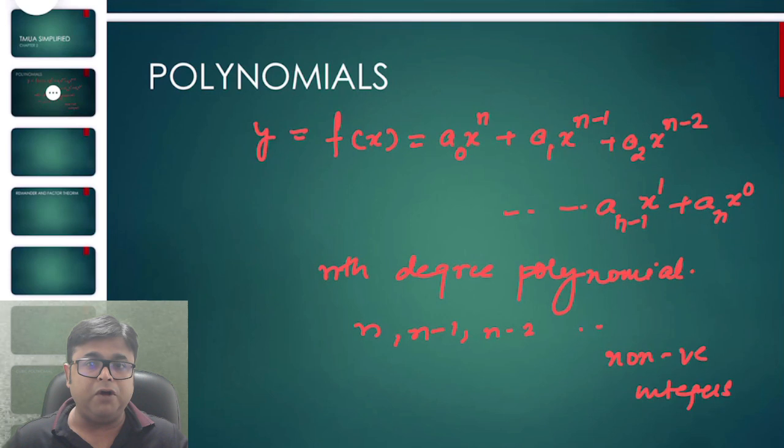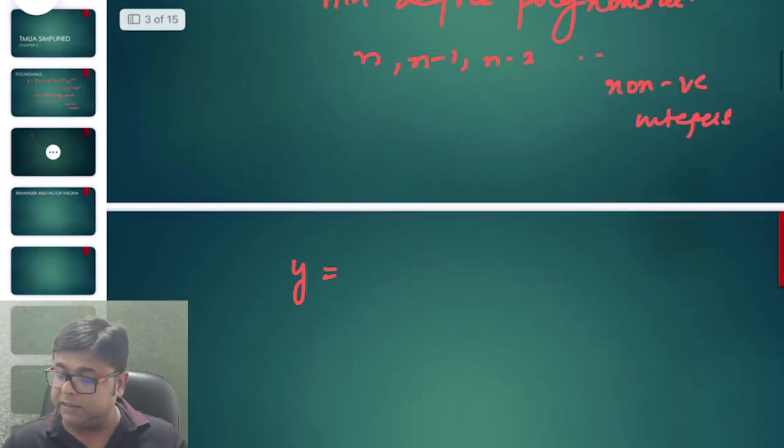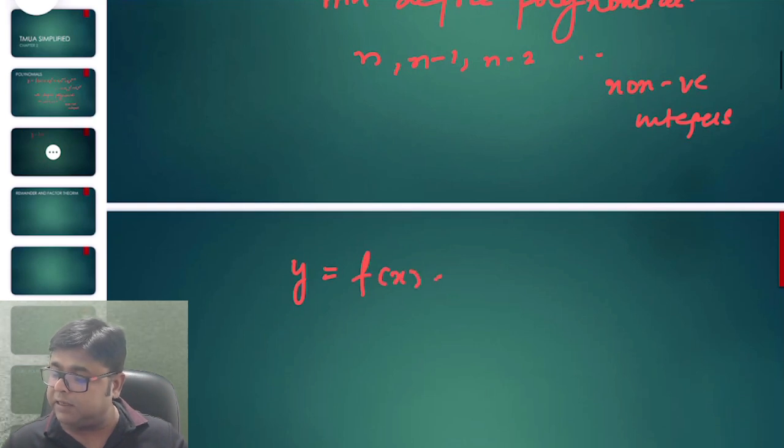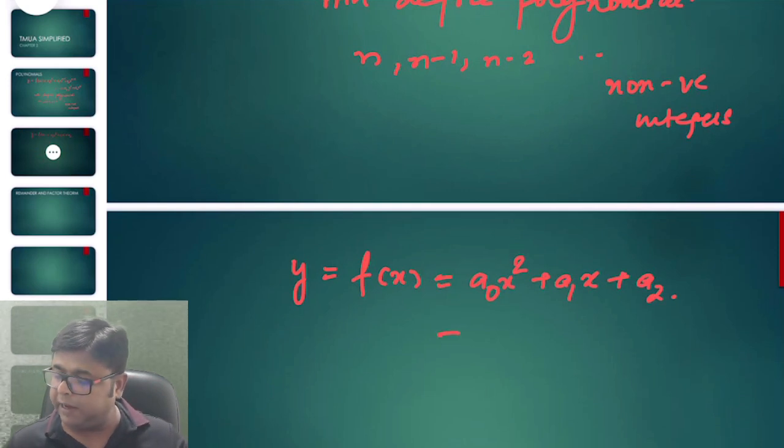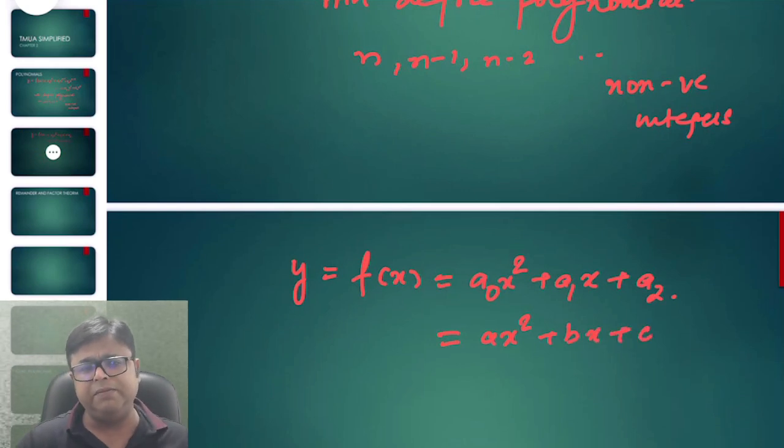A quadratic also is a polynomial with degree 2. So I can write y is a function of x as a naught x square plus a1 x plus a2. The moment I put the value of n as 2, it reduces to this, where a naught, a1, a2 are constants. Or I can also write it like ax square plus bx plus c, just to differentiate a bit. So a naught, a1, a2 are constants, and a, b, c are also constants. Doesn't matter much. So this is how we can express a polynomial in general of degree n.